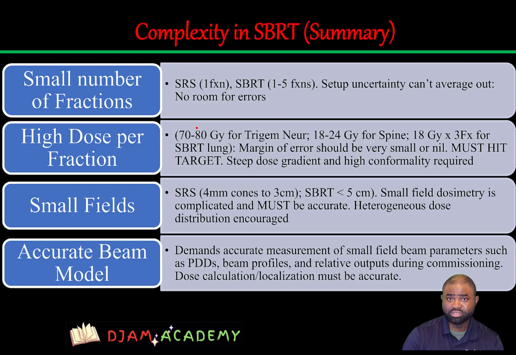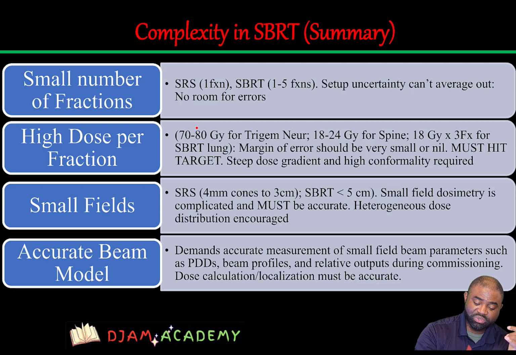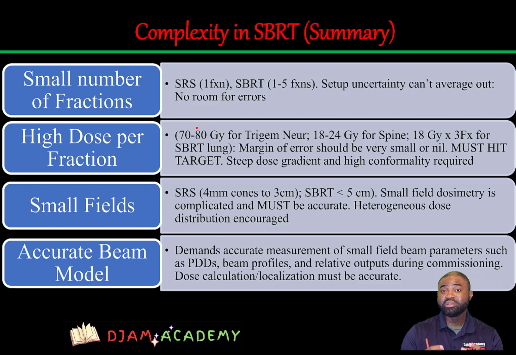The next complication comes with small fields. For SRS cases, the fields, or the cone size, can sometimes be as small as 4 millimeters. And for SRS, they're typically less than 5 cm. Small field dosimetry is practically complicated and must be accurate. Really must be accurate. The last thing is we need an accurate beam model to be able to simulate an accurate dose distribution within the target or within the treated anatomy.